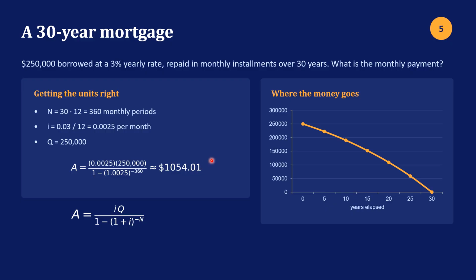1 cent. And then this is just a very rough graph showing how the amount of money that's still owed is going down to 0. And of course, you're paid off at 30 years.